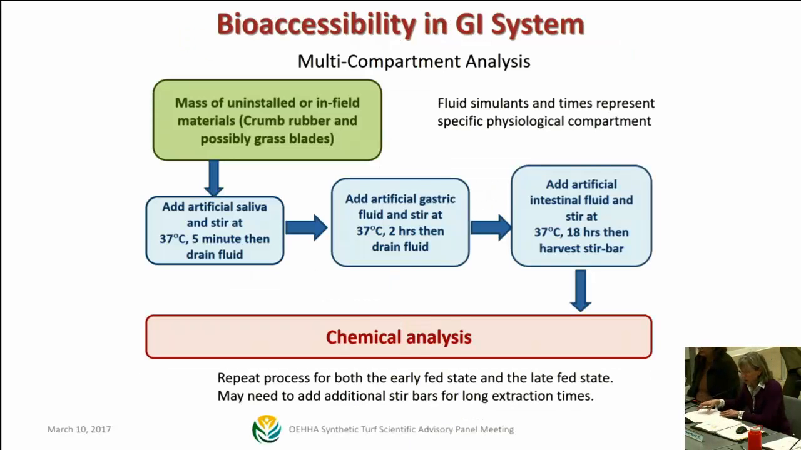Next, I have some simple flow charts showing how we propose to measure the bioaccessibility for each exposure pathway. So in the GI system, we have a multi-compartment analysis where we'll take the mass of crumb rubber in the biofluid, and we'll start with the artificial saliva and a stir bar. Stir for 5 minutes, and then you simply drain out the biofluid so you retain the same stir bar and the sample of crumb rubber. We'll add the gastric fluid shown in the second compartment. Stir for 2 hours, then that's drained and replaced with the artificial intestinal fluid for stirring for 18 hours. After that, the stir bar can be harvested and go direct to chemical analysis.